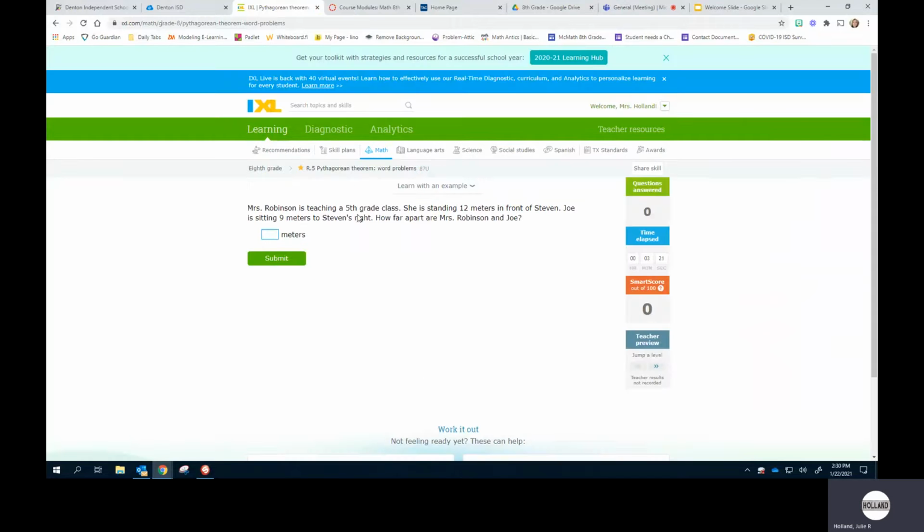So our problem says Miss Robinson's teaching a 5th grade class. She's standing 12 meters in front of Stephen. So we're going to have Stephen and the teacher, and I'm going to show you what I'm drawing in just a second. And Joe is sitting 9 meters to Stephen's right. What we want to know is how far apart are Miss Robinson and Joe. Okay, so it's Robinson, and we have Joe, and we have Stephen. All right, so let me show you how I did this.